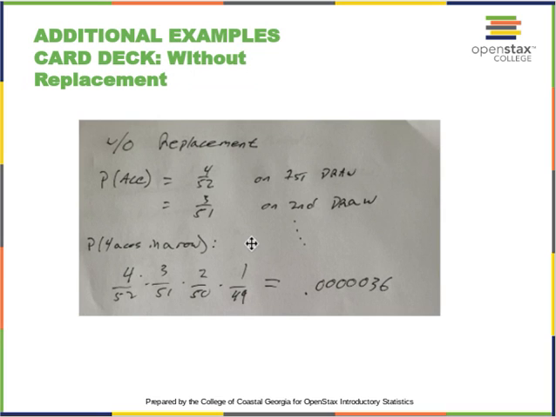So the probability of drawing 4 aces in a row, still multiply, is 4 times 3 times 2 times 1 over the diminishing total outcomes. Now notice, if it was probability of 5 aces in a row, the 5th one would be 0 over 48, and the probability would be 0. You cannot draw 5 aces in a row without replacement.